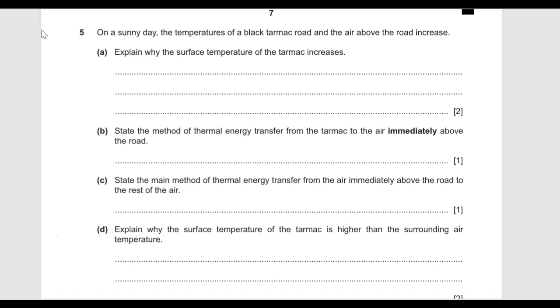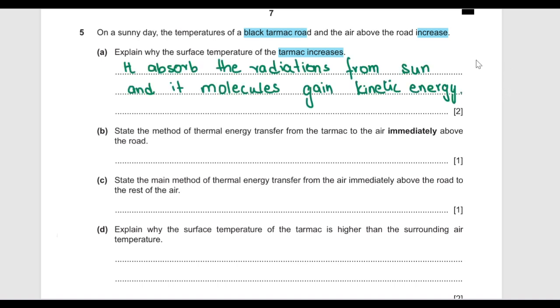Question number 5 is saying on a sunny day, the temperature of a black tarmac road and the air above the road increases. Explain why the surface temperature of the tarmac road increases. As it is a road and it's solid, it will absorb the radiation from the sun and the molecules will gain kinetic energy. B part is saying state the method of thermal energy transfer from the tarmac to the air immediately above the road.